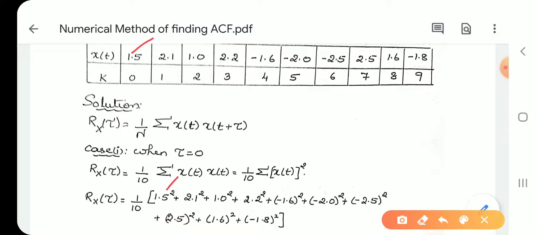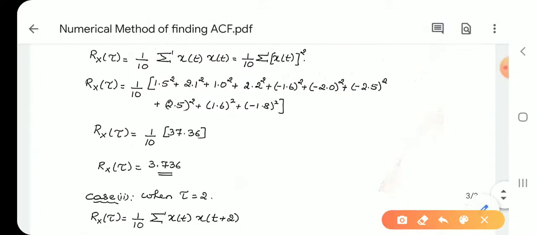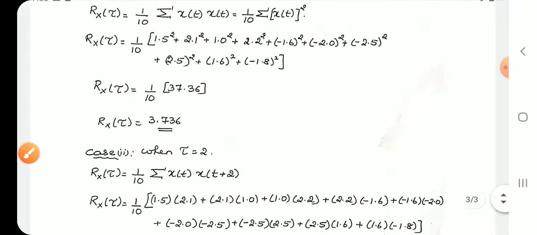1.5 whole square, 2.1 whole square, 1 square, plus 2.2 square, plus minus 1.6 square, plus minus 2.0 square, plus minus 2.5 square, plus 2.5 square, plus 1.6 square, plus minus 1.8 square. If you add all this and divide by 10, you get the value as 3.736. This is the value of Rx of tau at tau is equal to 0.